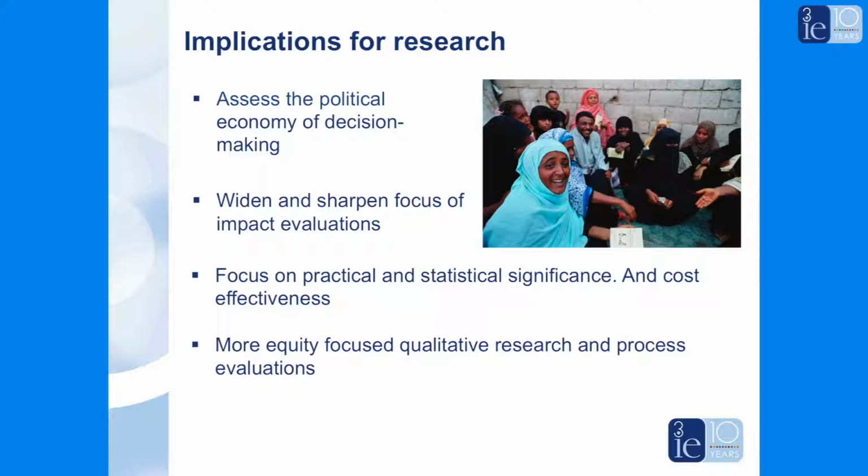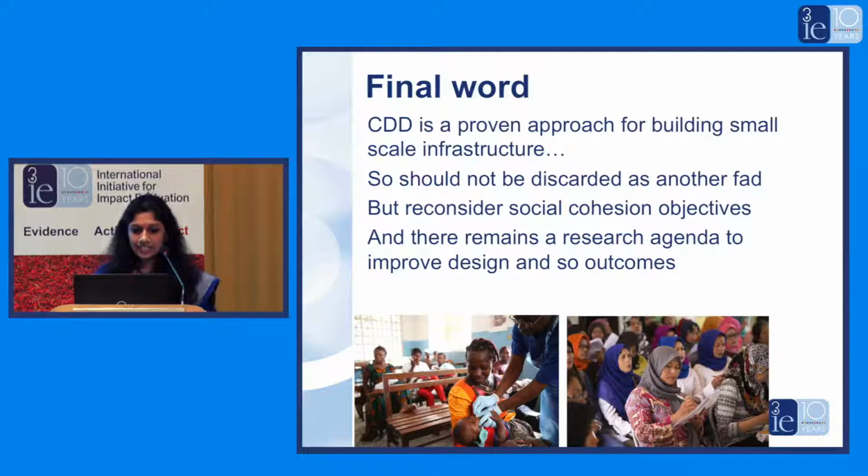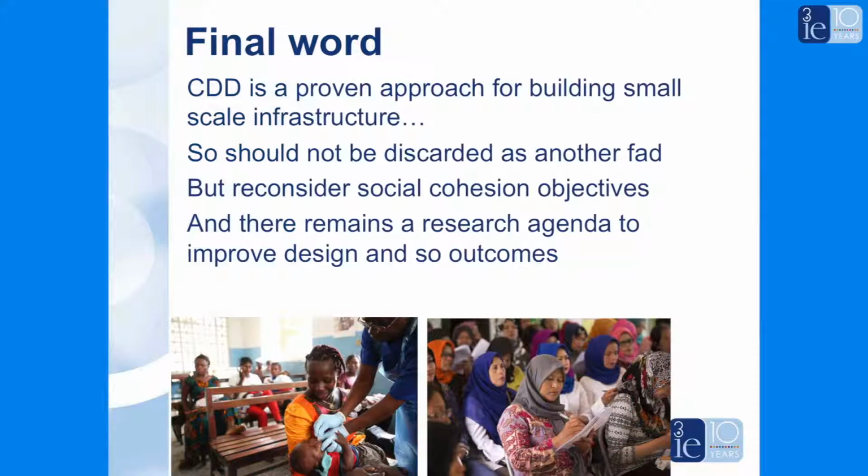So an important area of further research is comparing CDD with other alternative delivery mechanisms. So how does it compare in terms of costs? And we need more equity-focused qualitative research and process evaluations, because they really help you delve into the why and the how questions of how these programs work. So CDD is a proven approach for building small-scale infrastructure. It should certainly not be discarded, but we do need to reconsider the social cohesion objectives, and we do need to think about the designs of CDD programs so they really deliver on equity.